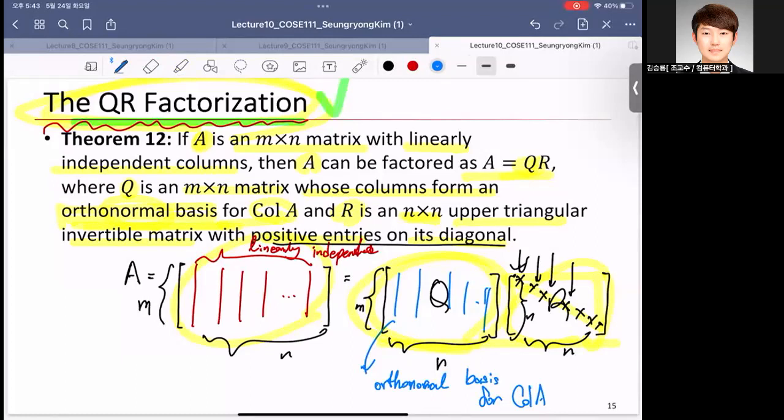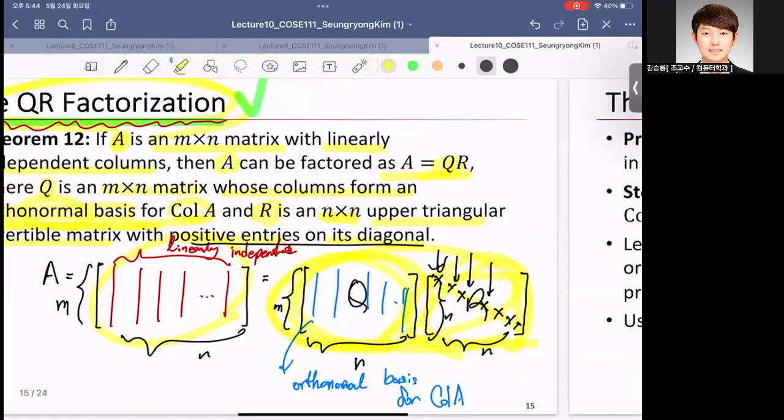So, first of all, let's think about how to factorize A into QR, and then let's talk about how to use this QR factorization to solve and understand the matrix equation Ax equals b. First, let's prove the existence of this Q and R, and let's talk about how to derive matrix Q and matrix R. This is the QR factorization.